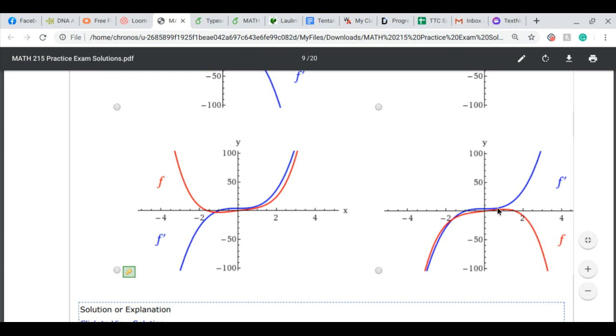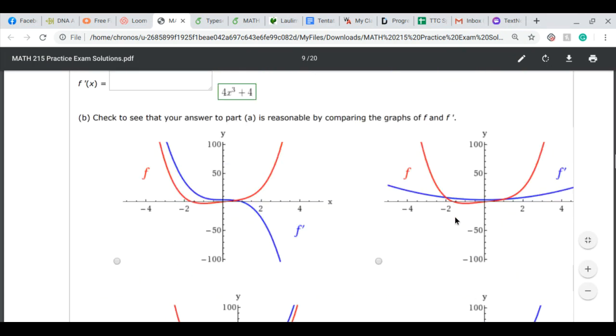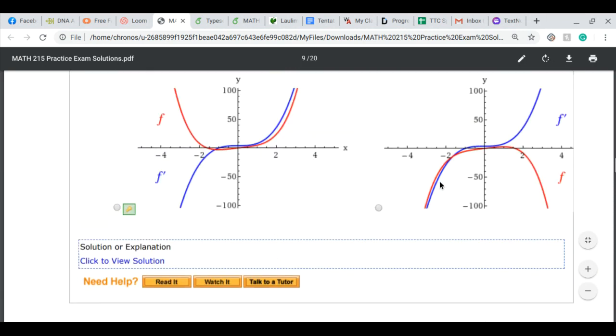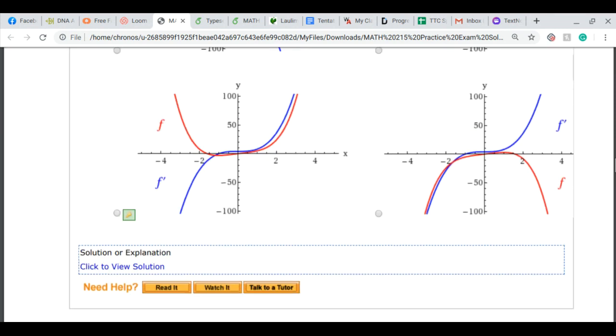Here, f looks like an even power, but it's flipped over, and that's because the coefficient of x to the fourth is positive, not negative. This would have been correct if f of x was, say, negative x to the 4th plus 4x. But it's not. It's positive x to the 4th plus 4x.